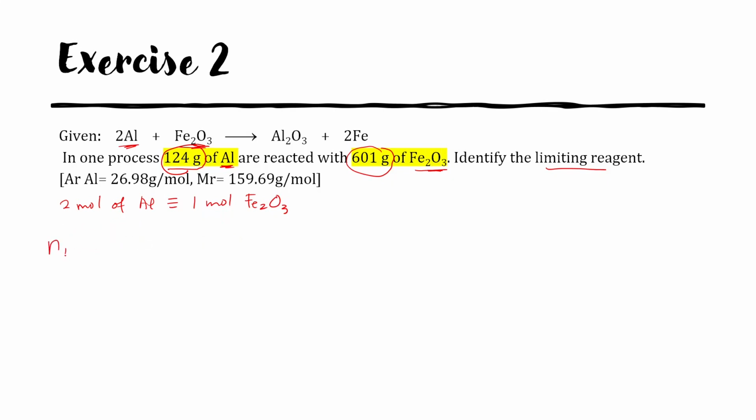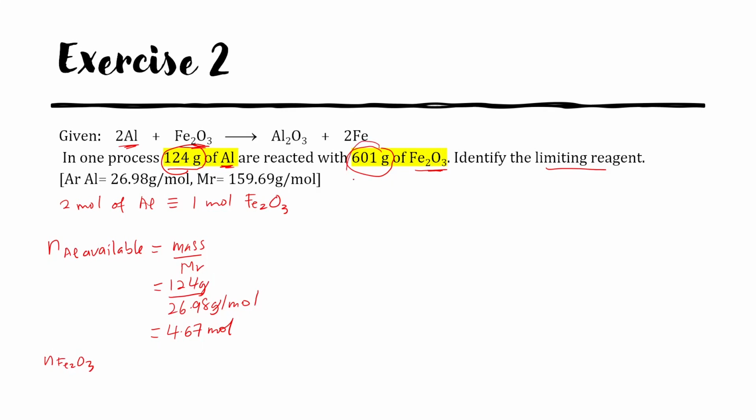So number of mole of Al, which refers to the number of mole of aluminium available, equals mass over Mr, which is 124 gram over Mr, which is 26.98 gram per mole. The unit will be cancelled off. So the answer for this one is 4.67 mole.